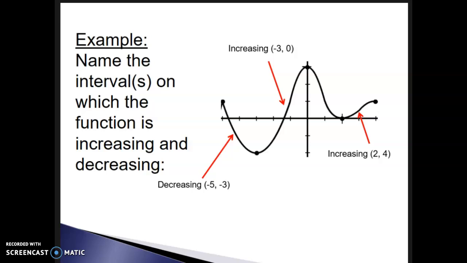This section of the graph is decreasing. That would be the interval from -5 to -3. This section is decreasing as well. That would be the interval from 0 to 2. Okay, so don't forget those vocabulary words because we will apply that into the assignment.